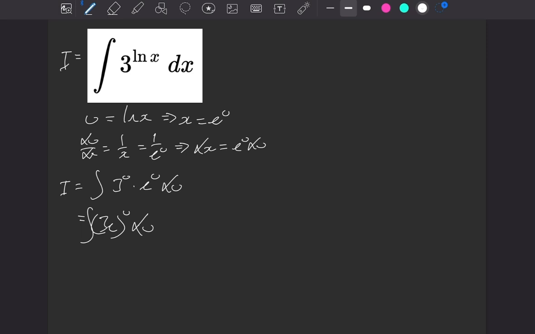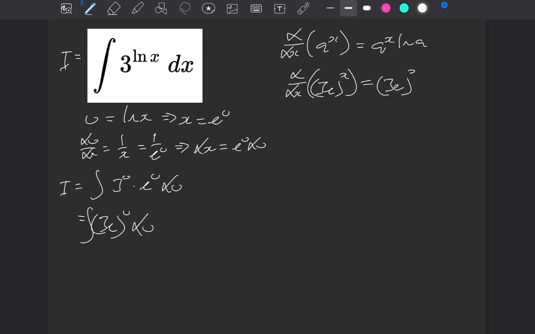And now, if we remember that when we differentiate something like a to the x, we get a to the x multiplied by the natural log of a, we can substitute in, instead of a, our 3e, because that's just the number. So what we have is that the differential of 3e to the power of x is going to be 3e to the power of x multiplied by the natural log of 3e. So integrating both sides of this thing on the right, what we'll get then is 3e to the power of x is equal to the integral of 3e to the power of x with respect to x.